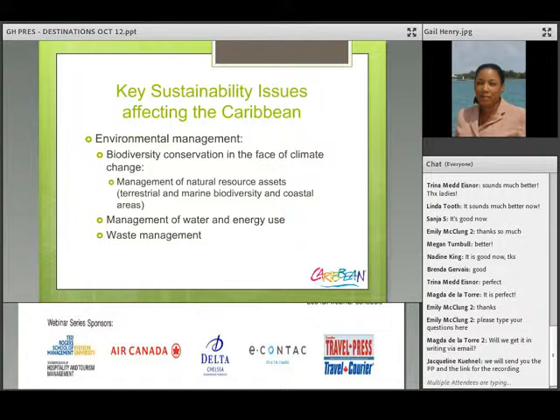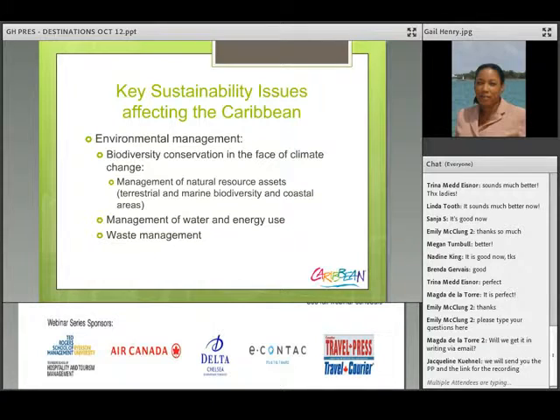Additionally, the management of water as well as how we use energy is becoming increasingly a challenge, especially with respect to water and the potential reduction in water supply as we start seeing the impacts of climate change, with levels of precipitation decreasing. Therefore, these are serious considerations in sustainable tourism programs throughout the region.